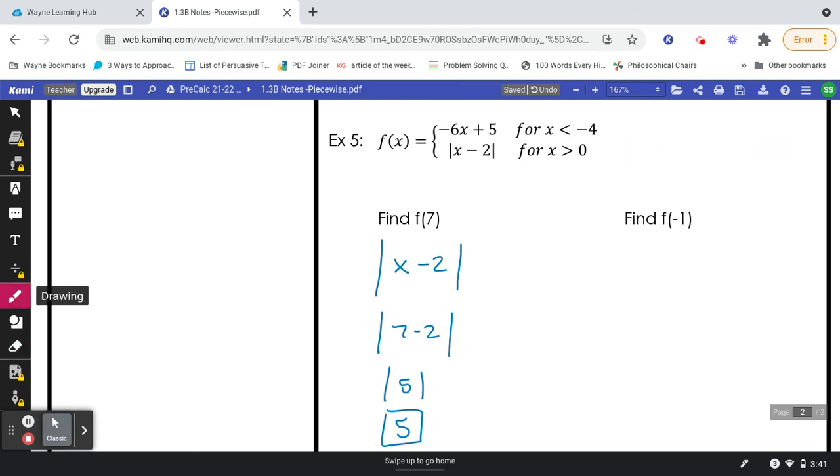All right, next one, -1. Let's check -1. Is -1 less than -4? No. Is -1 greater than 0? Also no, which means neither of these categories work for me. When that happens, we just write undefined.